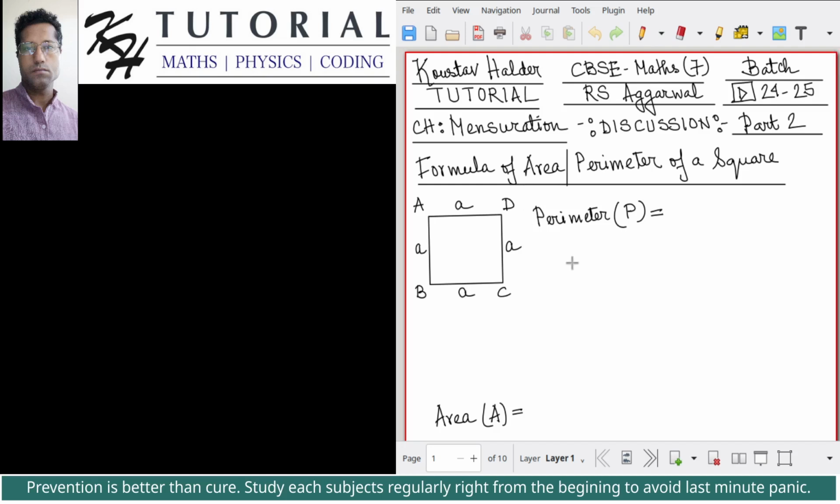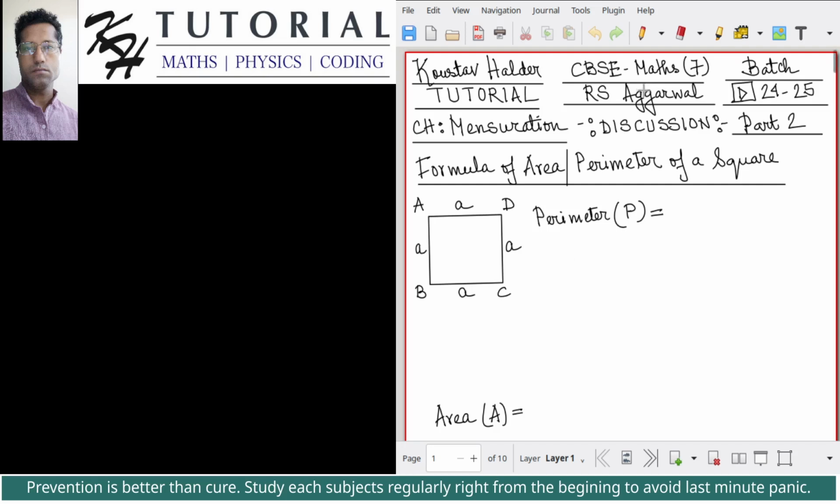What will be the formula of the area or perimeter of a square? Now, if you have not watched the previous part 1, where I have discussed the basics of what is an area and perimeter of a plane figure, then I suggest that you please watch that video also.